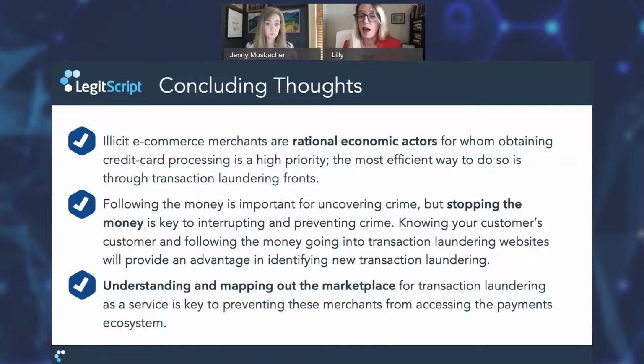Finally, as transaction laundering detection improves, it's going to become less efficient for people to set this up themselves. So we expect that the marketplace for transaction laundering websites and accounts will likely grow to meet this demand. And tracking these groups is, I think, key to the future of transaction laundering prevention and detection.